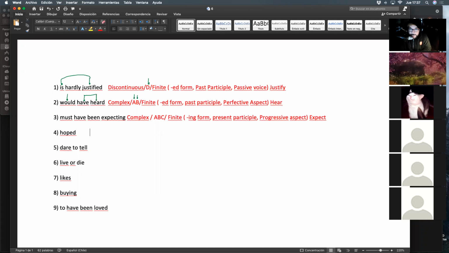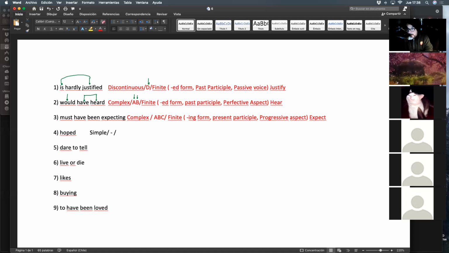Vale. Hoped es diferente, solo un verbo, entonces es simple. Muy bien. ¿Qué letra tiene? No tiene ninguna letra. Rayita. Estamos todos claros por qué le pongo la rayita, ¿cierto? Porque no tiene ninguna letra, porque no tiene modal, no es perfecto, no es progresivo y no está en voz pasiva.